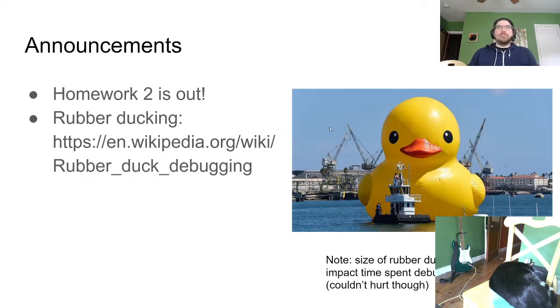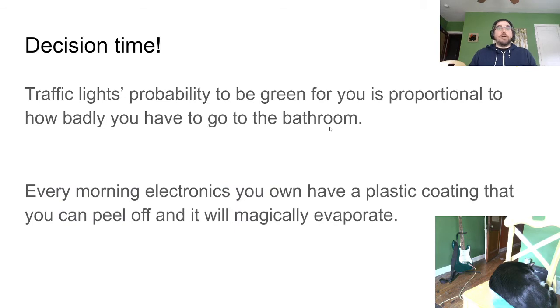So we can skip through a bunch, we've already done the first video and the announcements. All right, so we're just going to start off with the would you rather. Traffic lights: the probability to be green for you is proportional to how badly you have to go to the bathroom. Meaning, if you don't have to go at all, then traffic lights will act as normal. The chance that you get a green or a red is normal if you don't really have to go. But if you really have to go, it's greens all the way till you get to your destination. Nice. That's just convenient.